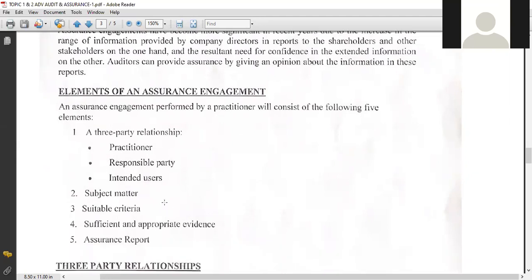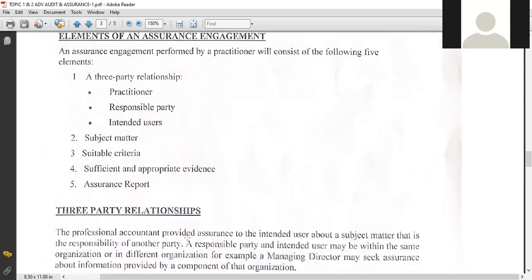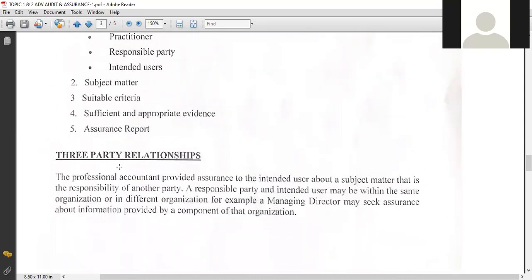So in this case now, the second element is subject matter. Then suitable criteria, sufficient and appropriate evidence, and assurance report. So assurance report will be the last one you are going to have. You are going to report your opinion on whether it gives a true and fair view. So the three-party relationship must be involved.